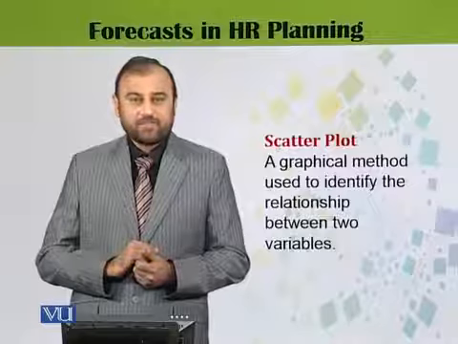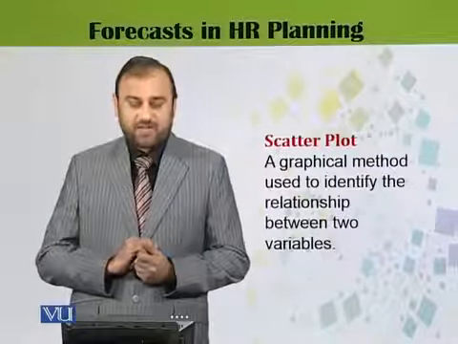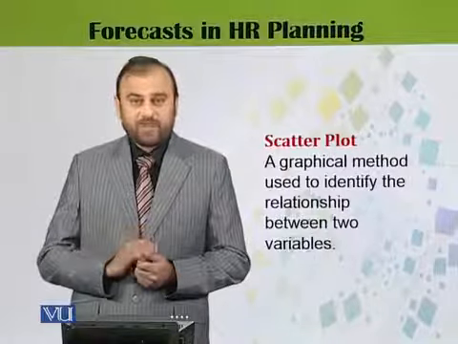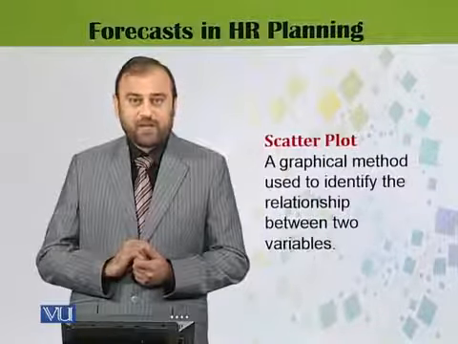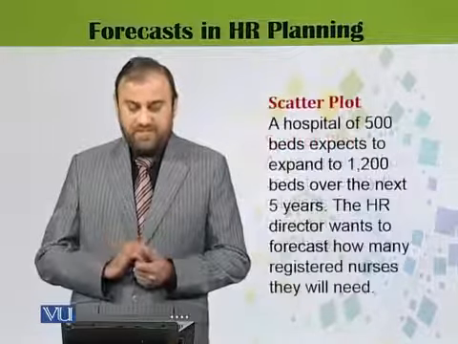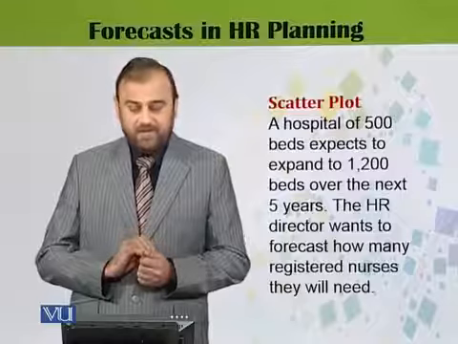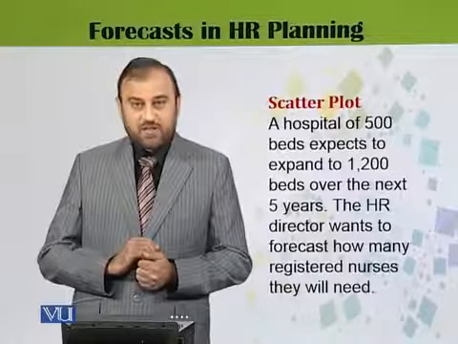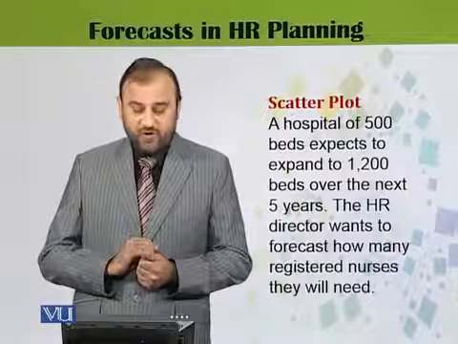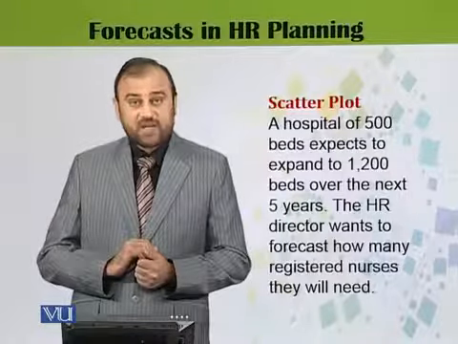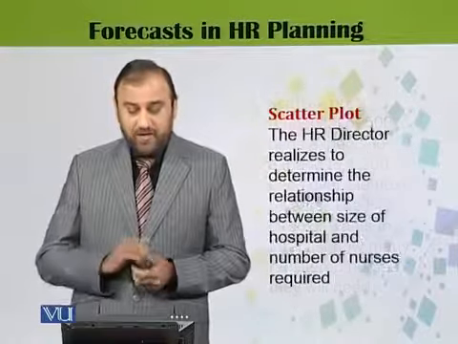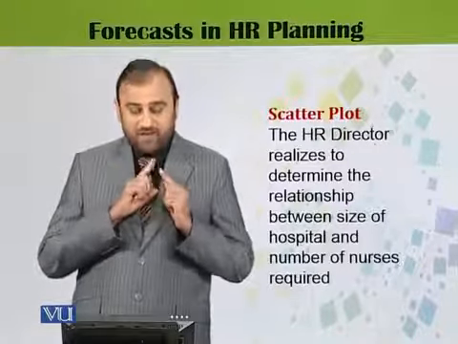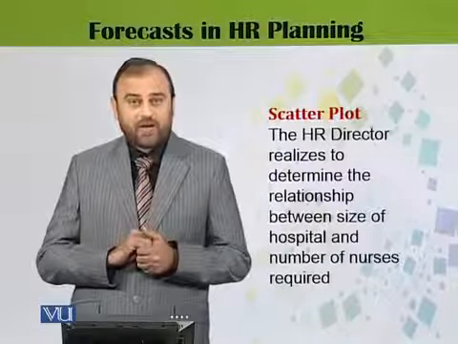Third is a scatter plot. This is a bit different from trend analysis and ratio analysis. Scatter plot is a graphical method used to identify the relationship between two variables, obviously two relevant variables for projecting human resource need. For example, a hospital of 500 beds expects to expand to 1200 beds over the next 5 years. Therefore, the human resource director wants to forecast how many registered nurses they will need in the next 5 years. This is quite tricky. The HR director realizes that he has to determine the relationship between size of the hospital and number of nurses required for such a hospital.